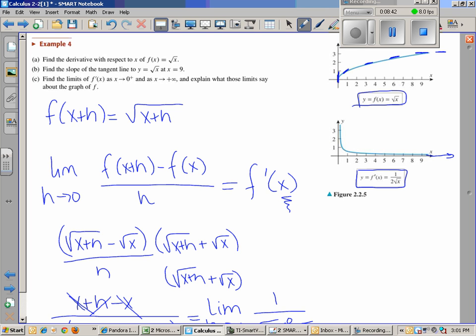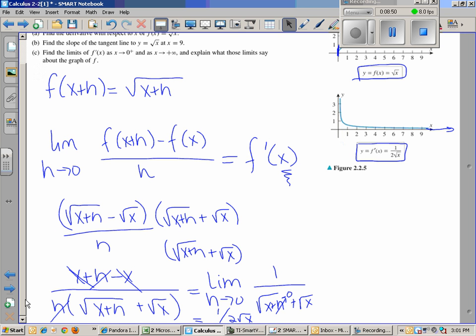Okay. Part B, find the slope of the tangent line at x equals 9, which means now I want to take this and evaluate it at x equals 9. So 1 over 2 times the square root of 9 is 1 over 2 times 3, which is 1/6.